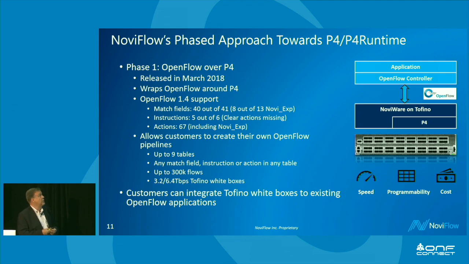So the first thing we did, and this is phase one, we put OpenFlow on top of P4. We basically wrapped OpenFlow around P4. With OpenFlow 1.4 support, we did 40 out of the 41 match fields, 5 out of 6 instructions, 67 different actions, including a lot of our experimenters. And this allowed our customers to use this white box, Barefoot or Tofino white boxes, and use them as OpenFlow devices in their networks.